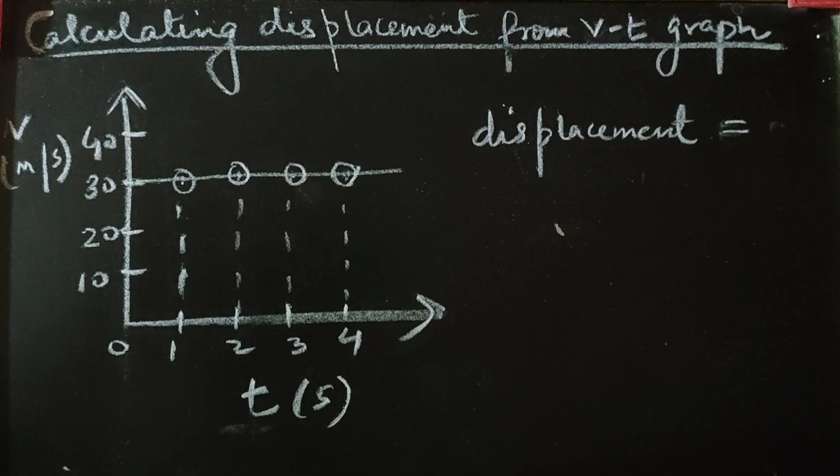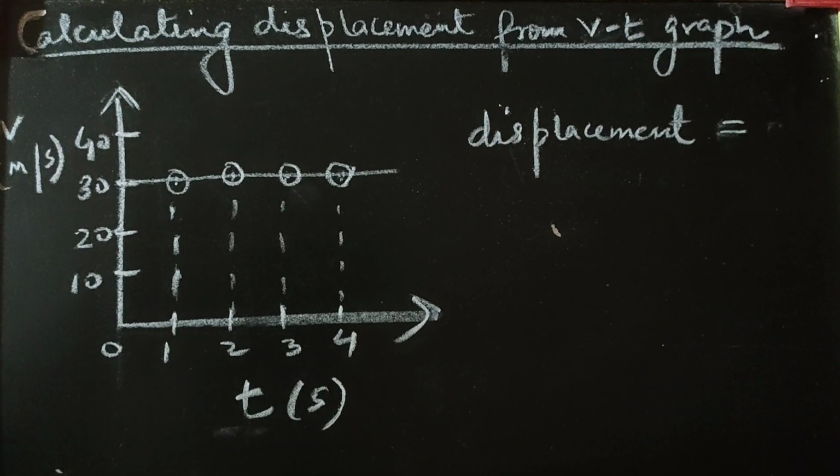In the last class, we discussed VT graphs and how VT graphs can be used to calculate the acceleration of an object. Today, continuing with the topic, we are going to learn how we can calculate distance or displacement from a VT graph of a given object. So, calculating displacement from a VT graph.